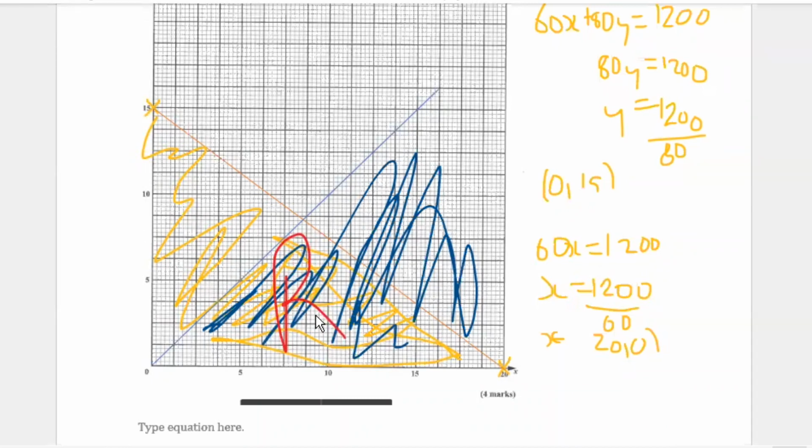And what we usually do is to label our lines. So this is where x is equal to y, and this is 60x plus 80y is equal to 1,200. And this is your answer.